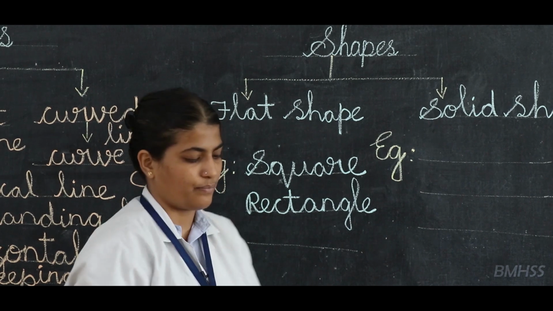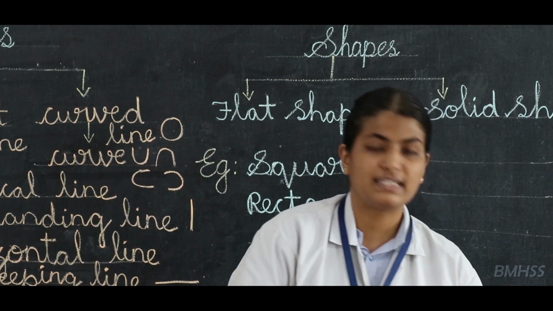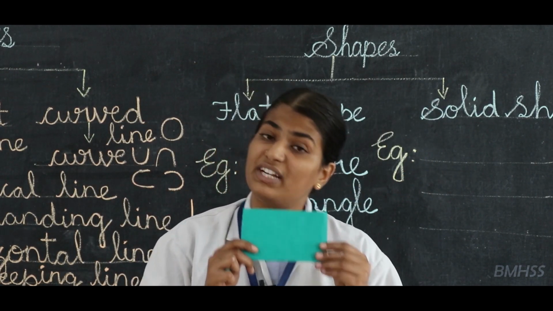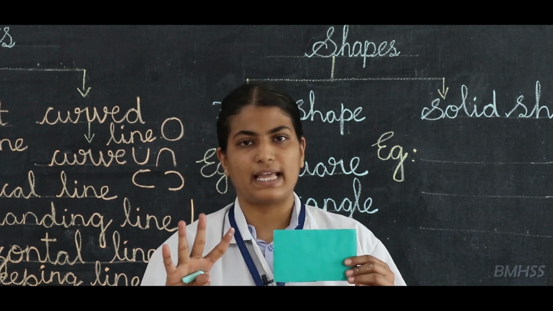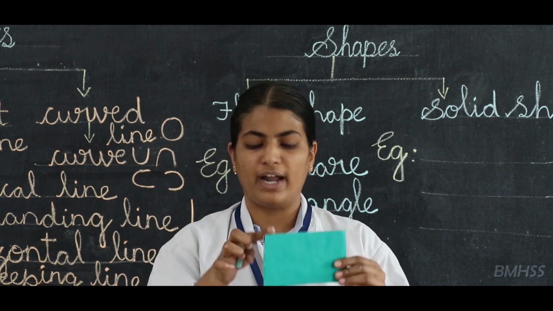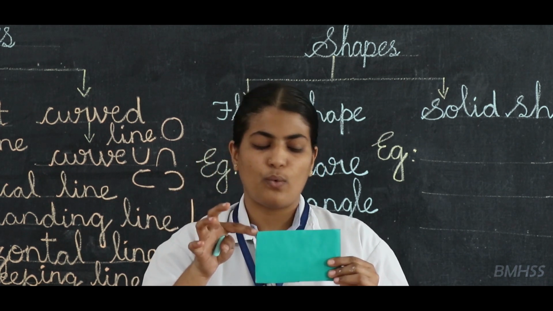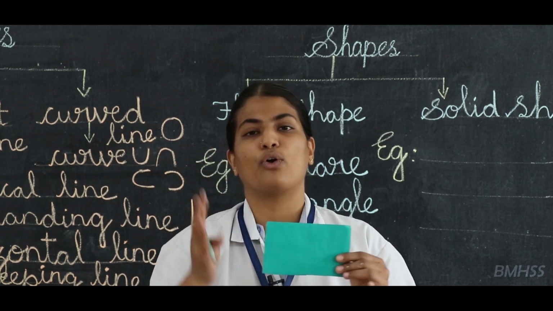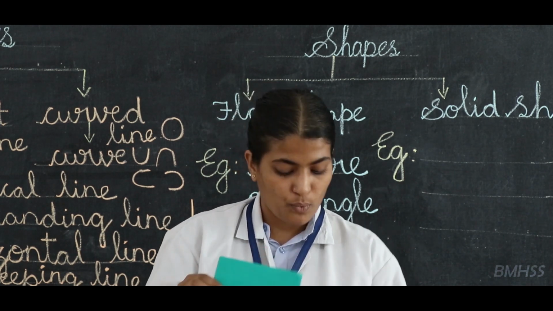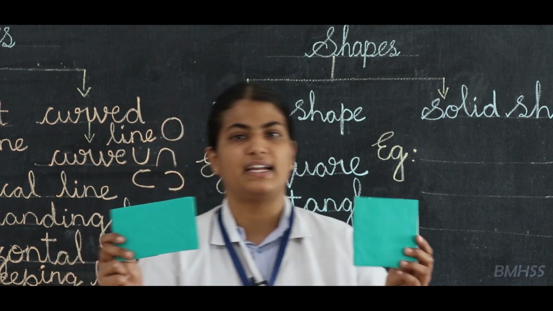R-E-C-T-A-N-G-L-E, rectangle. So this is a rectangle. Even this rectangle has 4 sides and 4 corners. 1, 2, 3 and 4. It has 4 sides and 1, 2, 3, 4 corners. But what is the difference between square and rectangle?